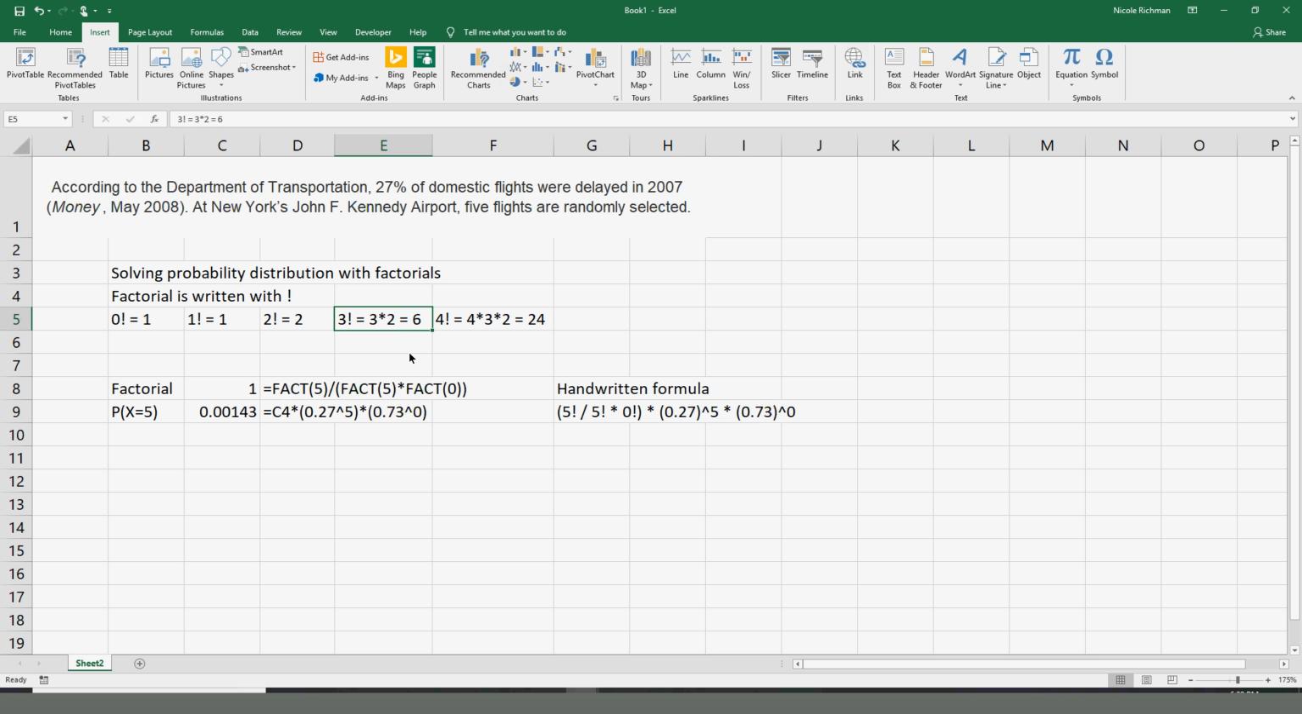Now after 3, we start to get into some differences. So the factorial of 3 is 3 times 2, and ultimately times 1, but we leave the 1 out when we're identifying factorials because it's always just going to do nothing to the multiplication. So 3 times 2, which would be 6. The factorial of 4 is 4 times 3 times 2, which is 24.